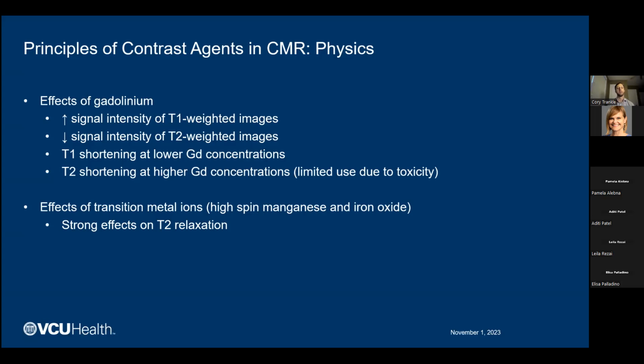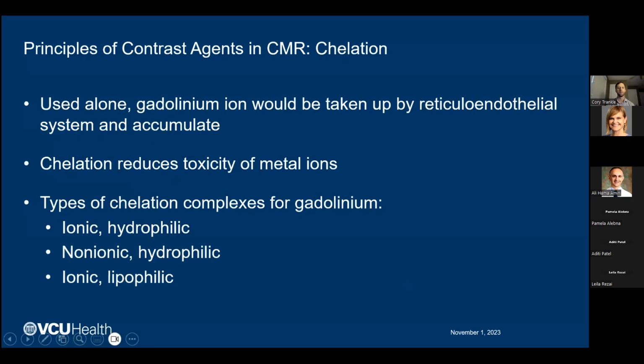So the overall effect of gadolinium is that it increases the signal intensity of T1 weighted images and decreases the signal intensity of T2 weighted images. At the lower gadolinium concentrations that we tend to use in the MRI space, it has a T1 shortening effect. If you were able to use doses high enough, you would also get a T2 shortening effect, but you can't get to doses that high with the gadolinium-based contrast due to toxicity concerns. And then the transition metal ions, such as iron oxide, have very strong effects on T2 relaxation, which again can be leveraged in MR imaging, and we'll talk about that later.